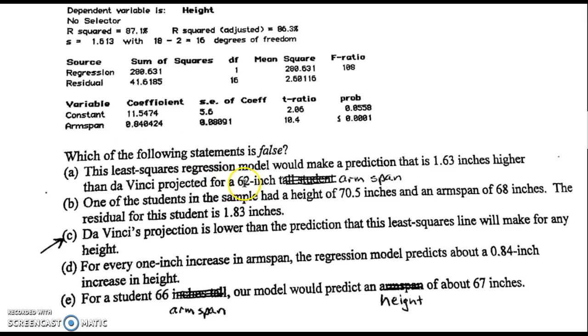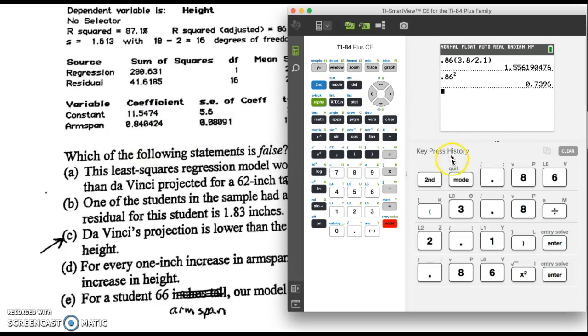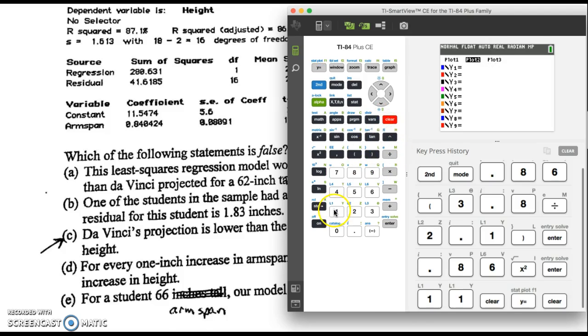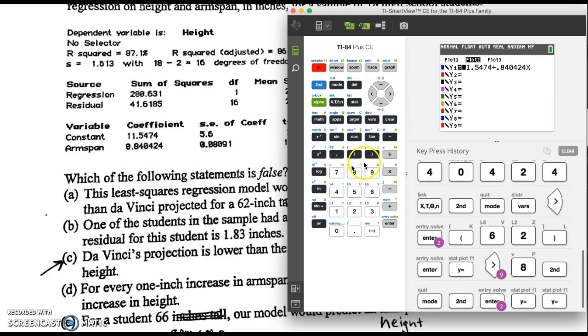So if we take a 62-inch arm span, that's your x variable. We want to see what the height would be. I'm going to make this easier. We're going to go to y equals and put this equation in. So our equation is 11.5474 plus 0.840424x. This number right here is an 8, and this is a 0, and I know it's hard to see in the video, but that's what those numbers are.